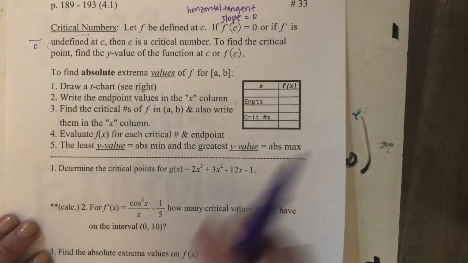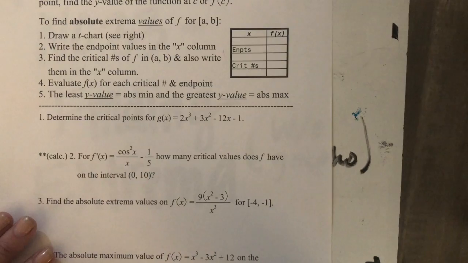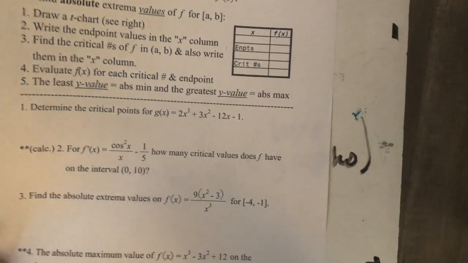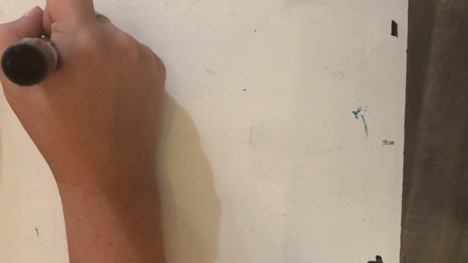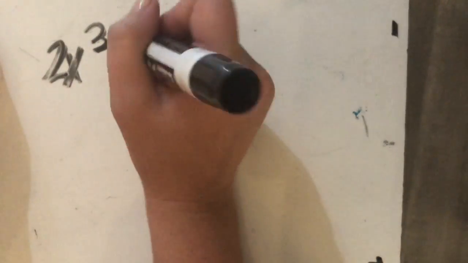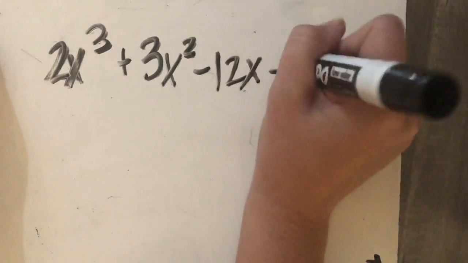Okay, so let's skip down to number 1. We'll go through the steps as we go here. So for number 1, it says determine the critical points of g of x equals 2x cubed plus 3x squared minus 12x minus 1. I'm gonna move over and do this on the whiteboard, but hopefully you will have room there. If not, just copy it into your notebooks. Okay, so again, we said that we had to determine the critical points for 2x cubed plus 3x squared minus 12x minus 1. My marker is dying.